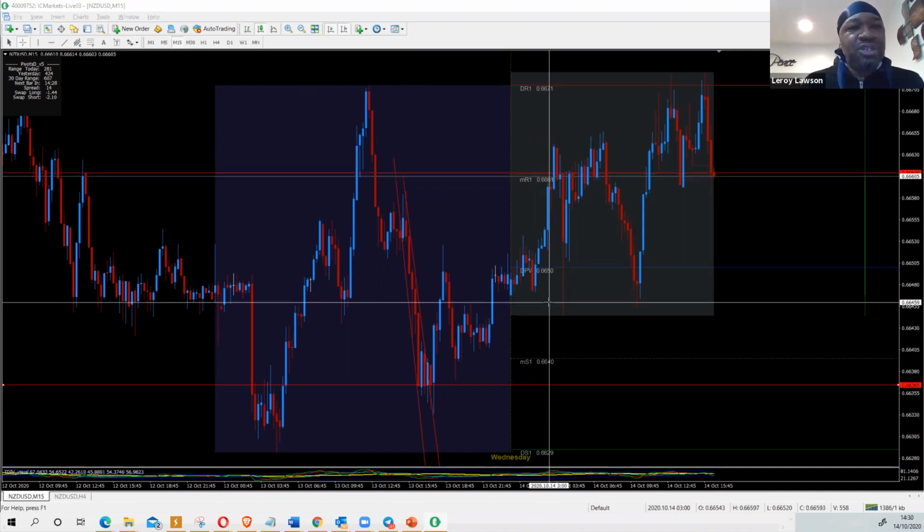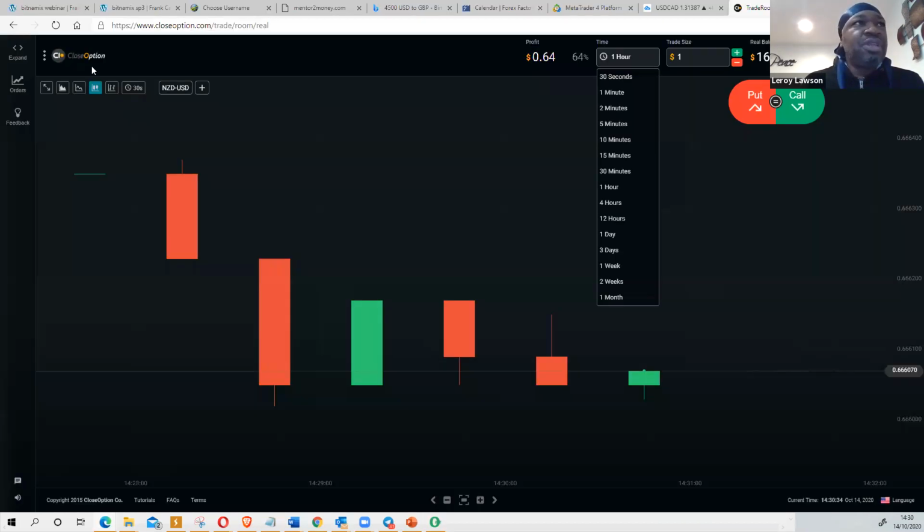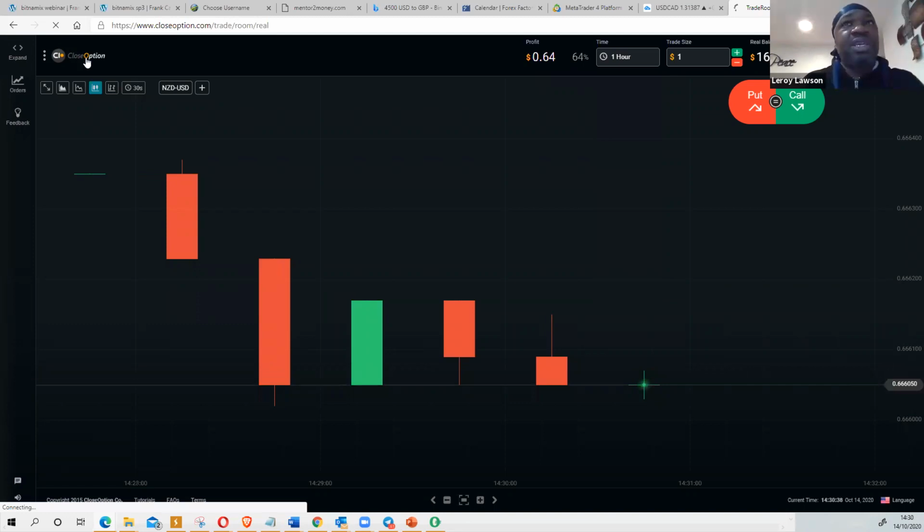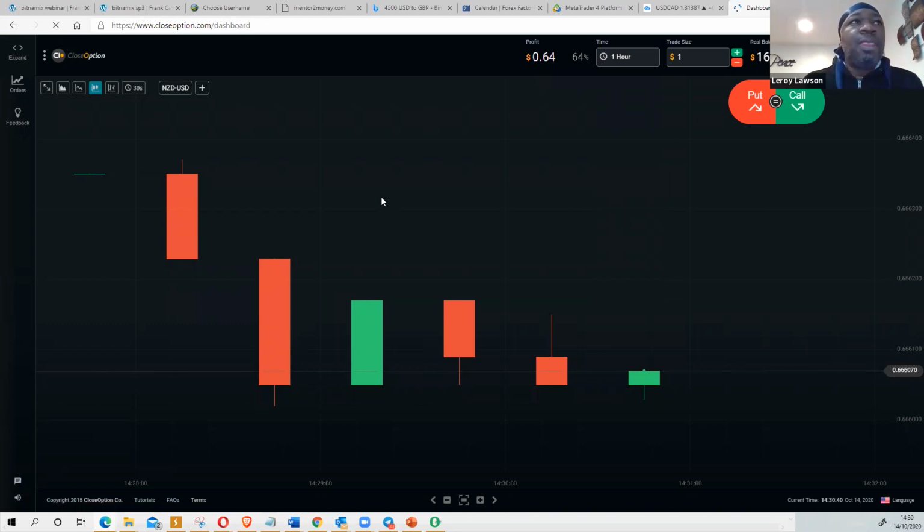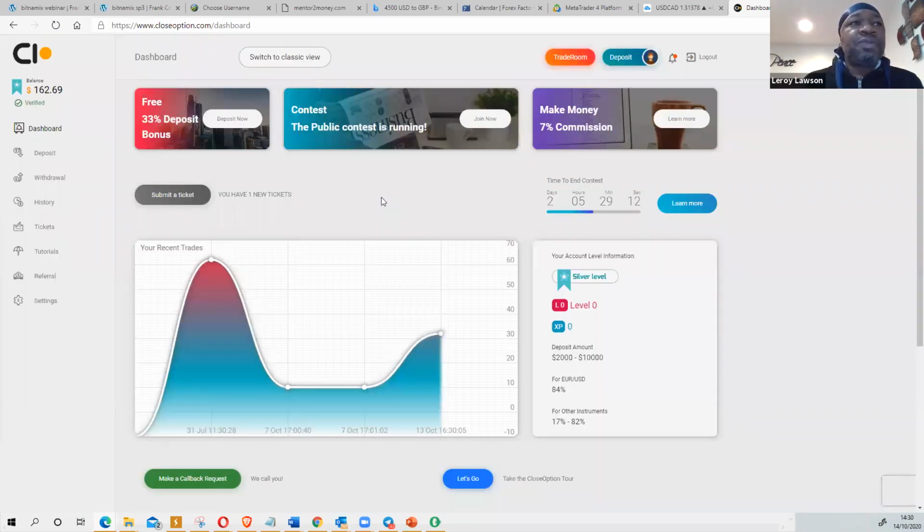All right. So if you go into close option, they'll give you the option to demo. They even give you money if you're putting fresh money in. They'll give you a bonus, right? If you put money in, they'll give you a bonus, which is pretty cool as well, right? You can do that. So you can have a real account.